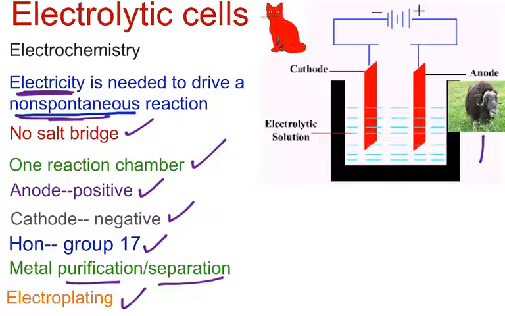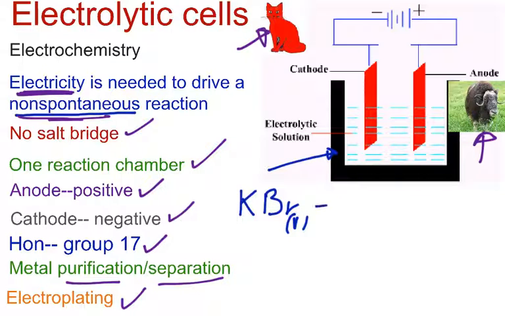As always, anode undergoes oxidation and the cathode undergoes reduction. This happens for both cells, the electrolytic cell and the voltaic cell. So let's just say we have molten KBr, and we want to separate it. We would put it inside this chamber. Now, KBr in molten form, in liquid form, would give us K plus ions and Br minus ions.